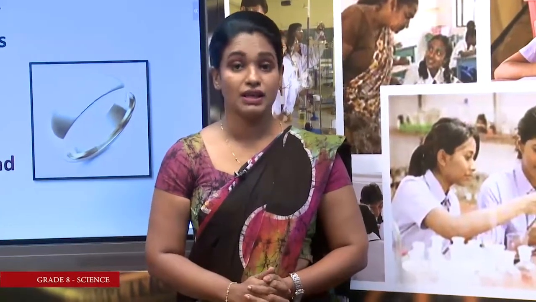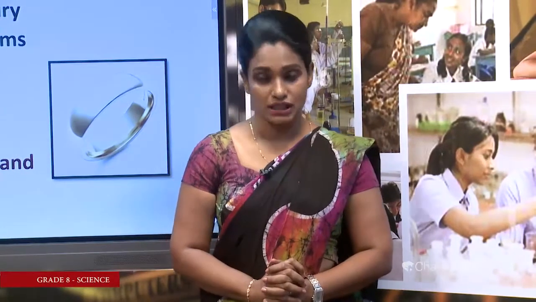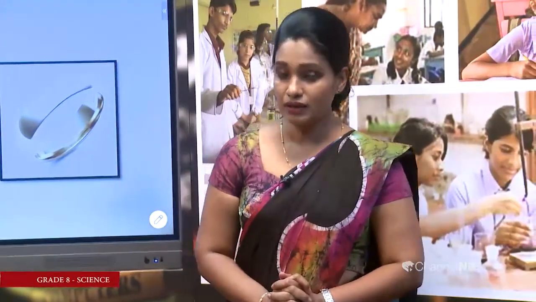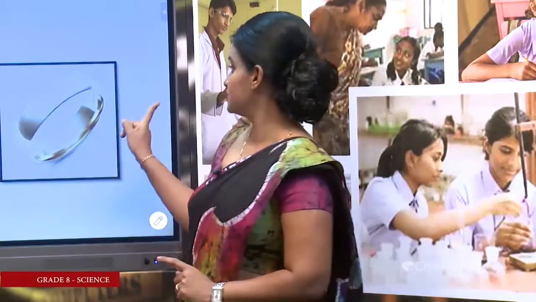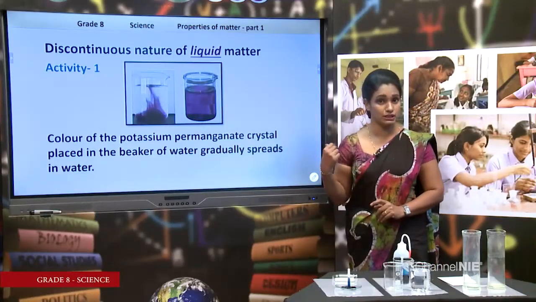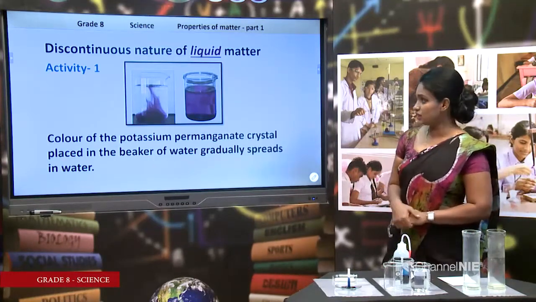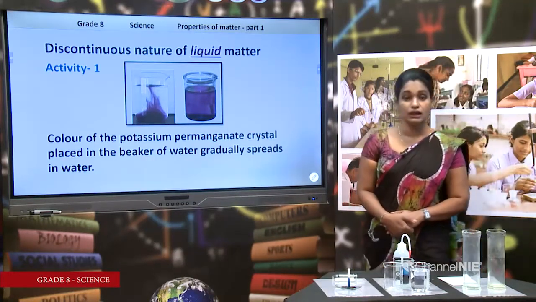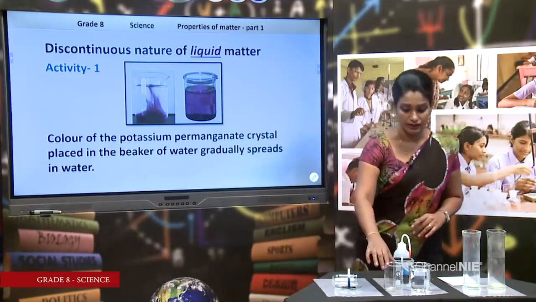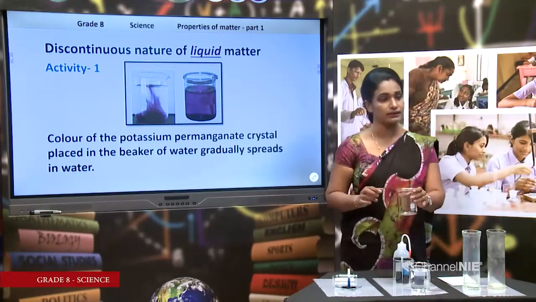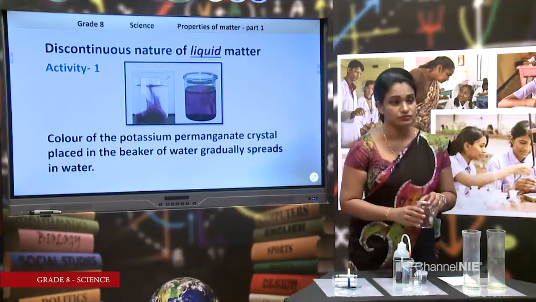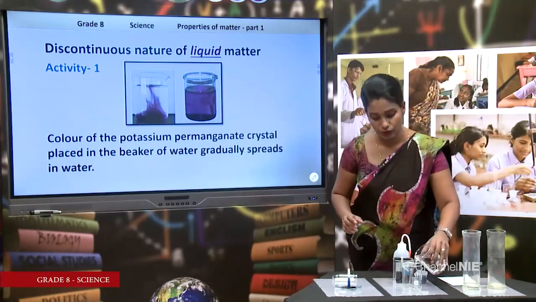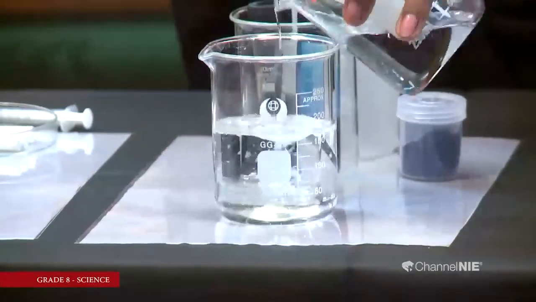Right. Now, you know that. Then we can discuss the discontinuous nature of a liquid. There are many practicals for that. Shall we move on to another practical like this? This is from your textbook activity again. Here you need a beaker like this. I have a beaker like this. Then I am going to transfer some amount of water to this beaker like this.